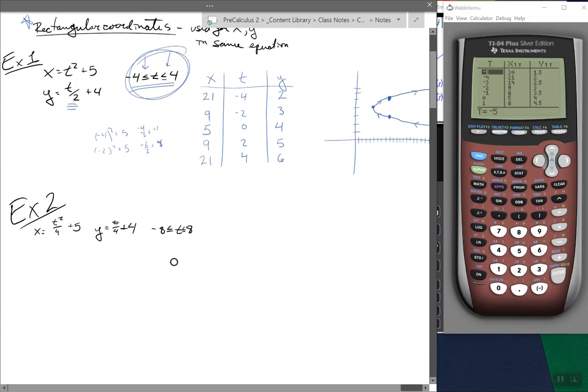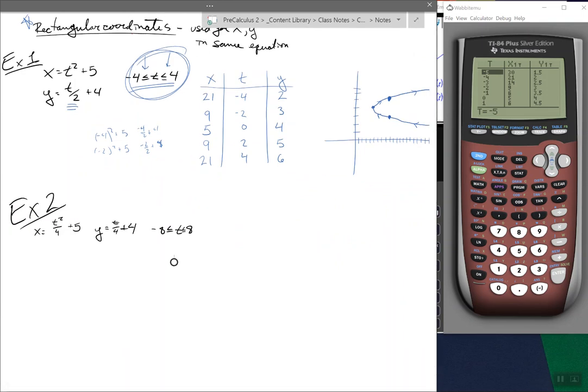Okay, so this example is similar. If you would like to pause the video and give this one a shot, see what happens for this set of equations.